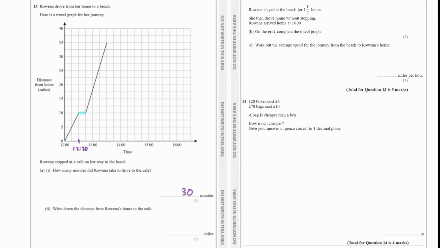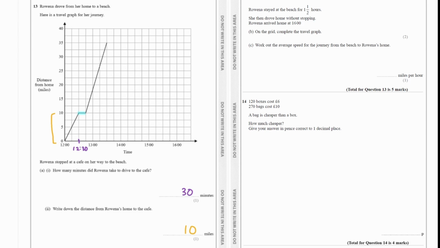Part 2 says write down the distance from Rowena's home to the cafe. So again, we're looking at her journey from home to cafe, which is the same first line segment, and the distance can be found in the y-axis, which will be 10 miles. The next part of the question says, Rowena stayed at the beach for 1.5 hours. She then drove home without stopping.